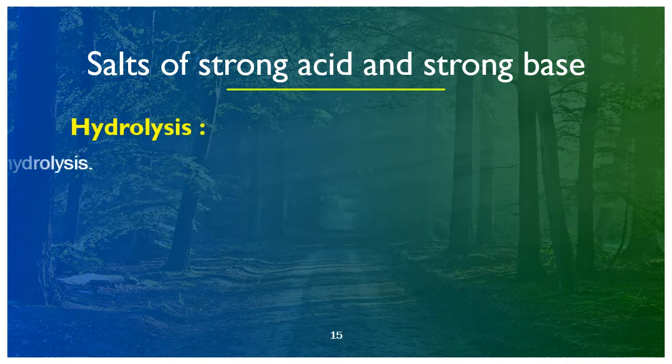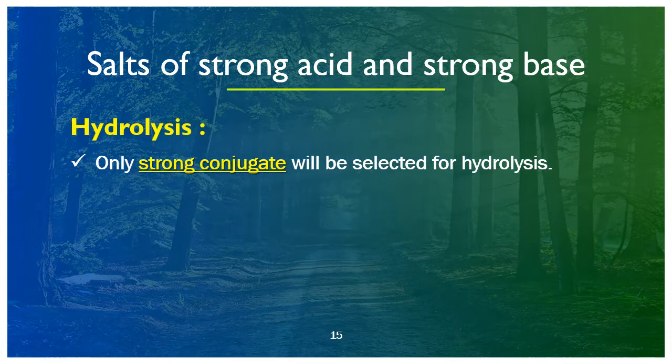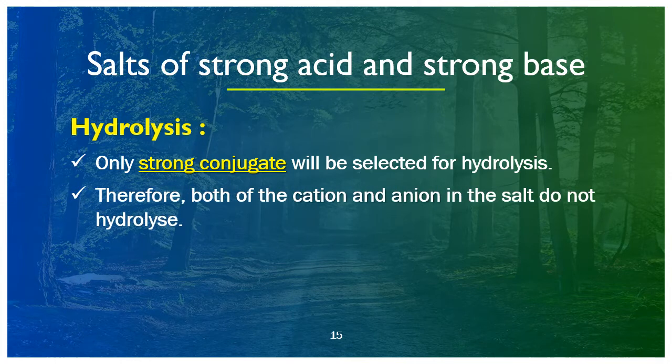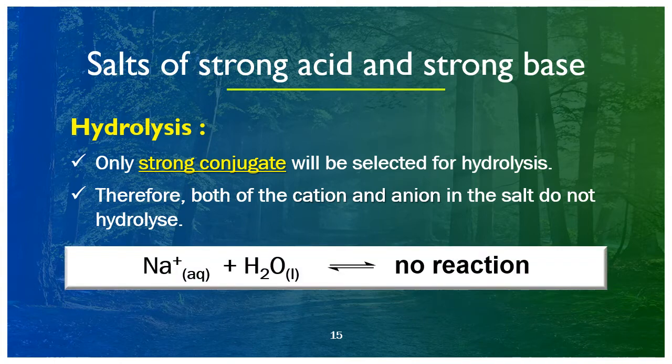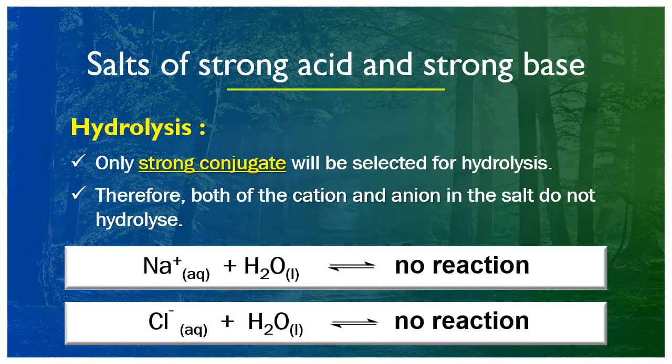In hydrolysis, only strong conjugates will be selected. In this reaction, both the cation and anion in the salt do not hydrolyze. This is because the Na+ ion is a weak conjugate. Therefore, it is not selected in the hydrolysis. The Cl- ion is also a weak conjugate. Therefore, it is also not selected for hydrolysis.